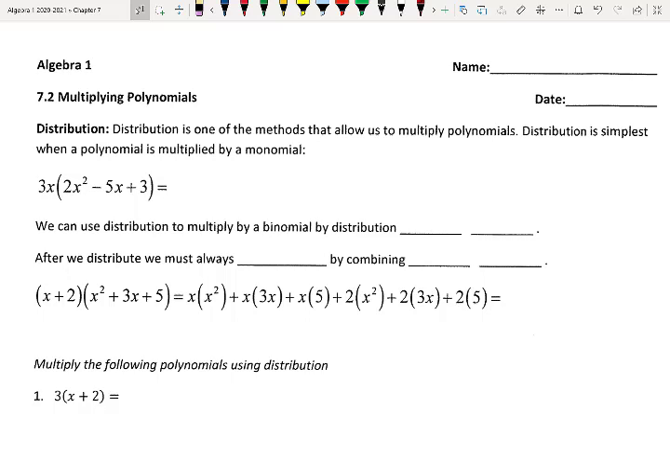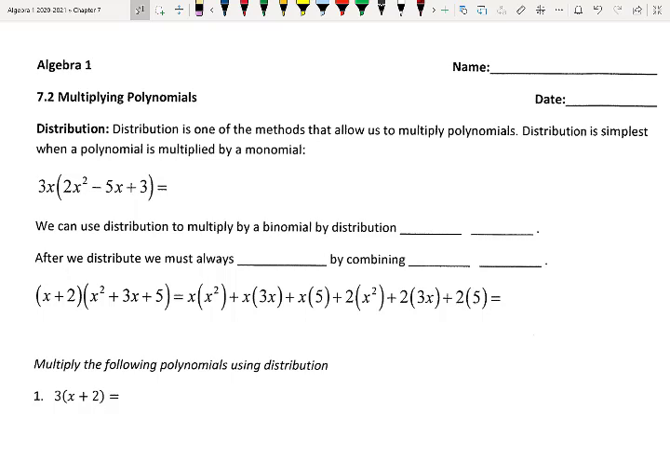Hey guys, today we are looking at 7.2, which is all about multiplying polynomials. In 7.1, we talked about what a polynomial was and then did some addition and subtraction. So today we're looking at that next operation, which is about multiplying polynomials together.